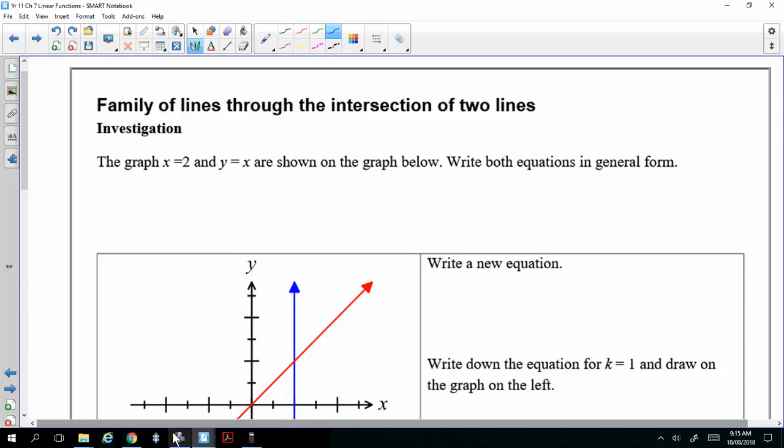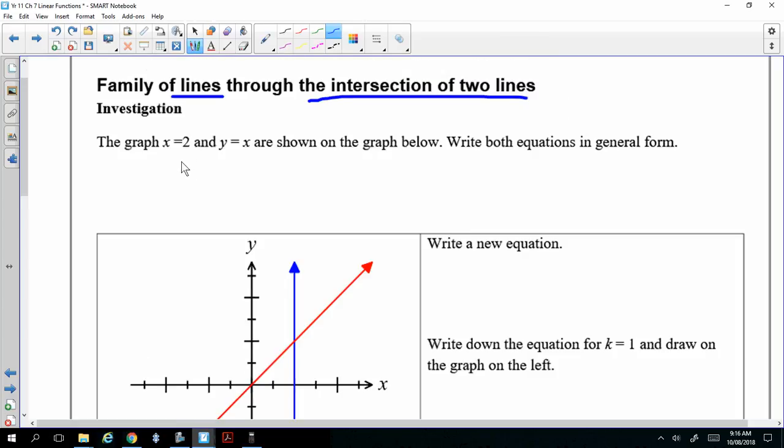Thank you. Now we're going to look at family of lines through the intersection of two lines. Oh, that's why you say family. Oh, okay. Now, why is it a family? They all pass through the same point. Now, let's do an investigation. So when we learn maths, we learn through investigation.